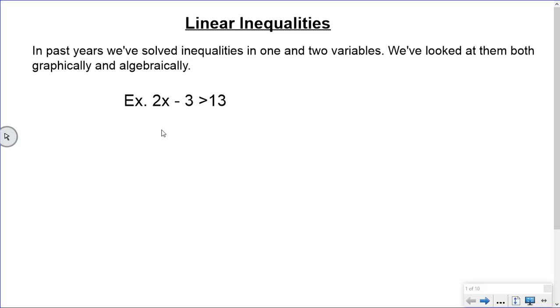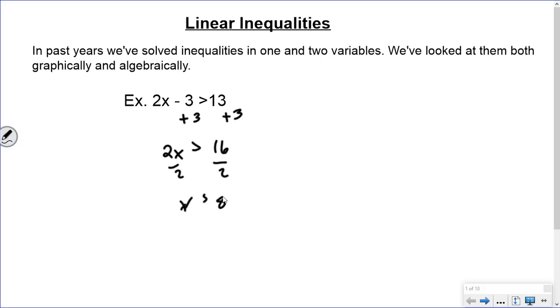So if I were to solve something like this, I would treat it just like I would treat an equation, where I'm going to get the x by itself, right? I'm going to take the minus 3 and move it to the other side by adding 3. So I add 3 to the left-hand side and add 3 to the right-hand side, and I get 2x is greater than 16, and then divide both sides by 2. So I divide by 2 on the left-hand side and on the right-hand side, and I get x is greater than 8, right?